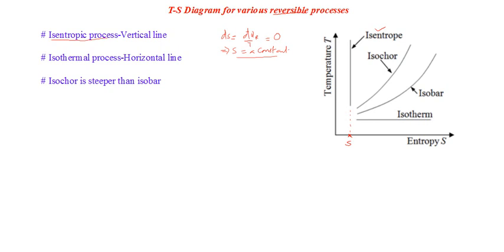Now let's come to the next simple process, which is a reversible isothermal process. Once again, since temperature is one of the axes in the TS diagram, an isothermal process should be represented by a straight line. Certainly it will be a horizontal straight line, because throughout the process the temperature remains constant.